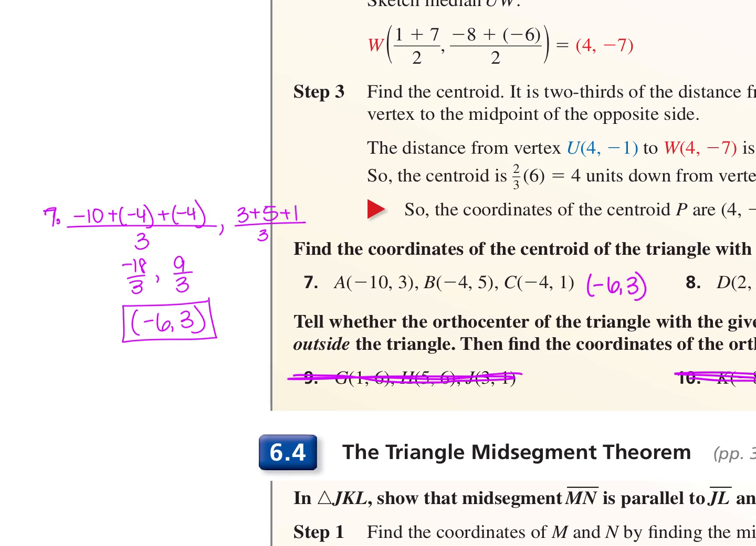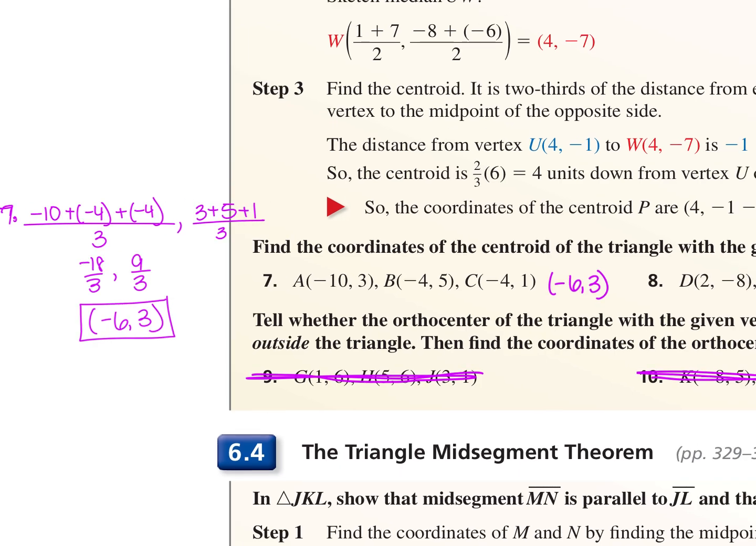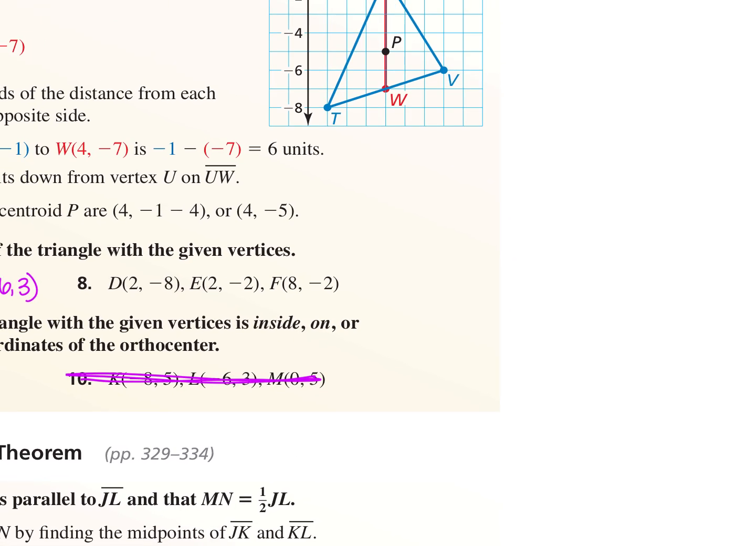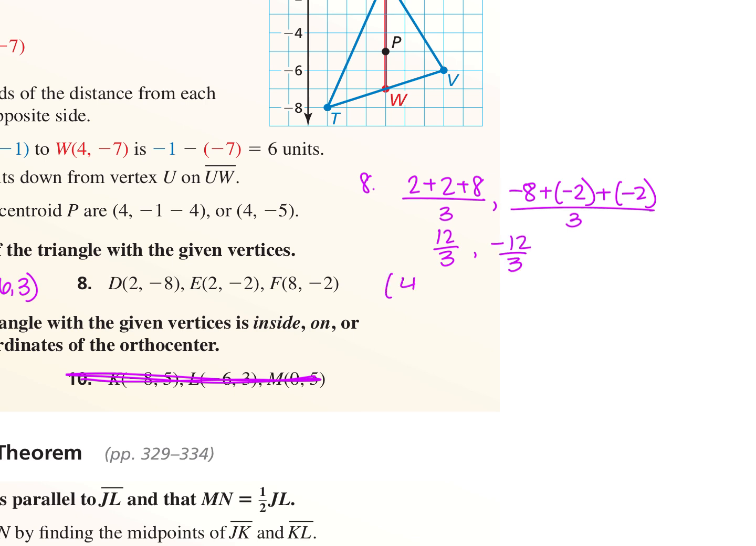And then 8, going ahead and doing the same thing. Looking at number 8, taking my values again, I'm going to have 2 plus 2 plus 8. These are my x's. And then my y's is -8 plus -2 plus -2 over 3. Adding them, I'm going to get 12 over 3 and -12 over 3. So my coordinates are going to be 4, -4. And that's for number 8.